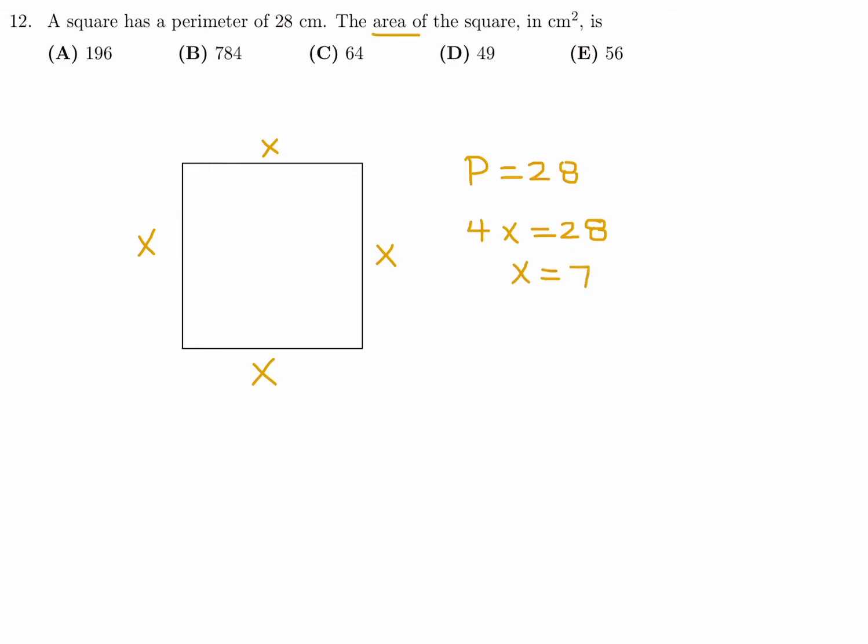Now they want the area of the square, and the area of a square is given as x squared, if x is the side length. So now we just have to figure out what is x squared. Well, x is 7, so it becomes 7 squared, which is 49. So number 12, the answer is D.